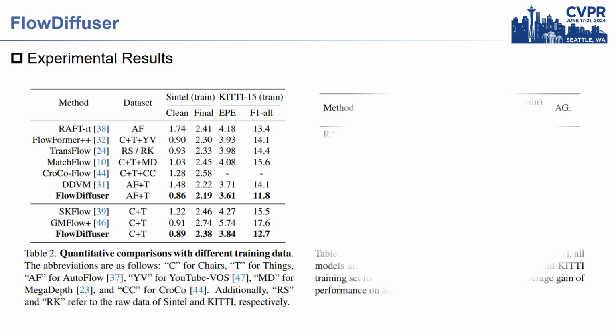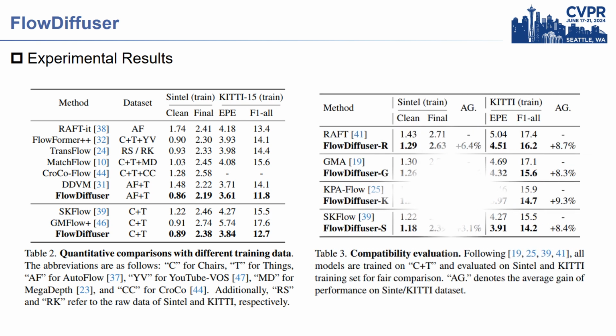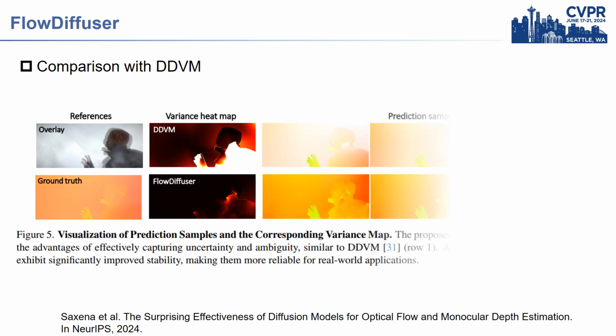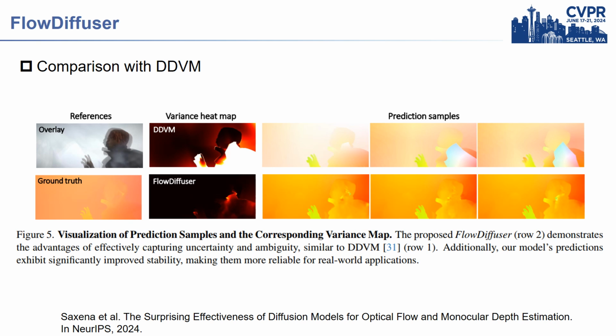In Table 3, FlowDiffuser variations demonstrate exceptional performance in generalization evaluations, consistently outperforming baseline models across all metrics. The proposed FlowDiffuser demonstrates the advantages of effectively capturing uncertainty and ambiguity, similar to DDVM. Additionally, our model's predictions exhibit significantly improved stability, making them more reliable for real-world applications.